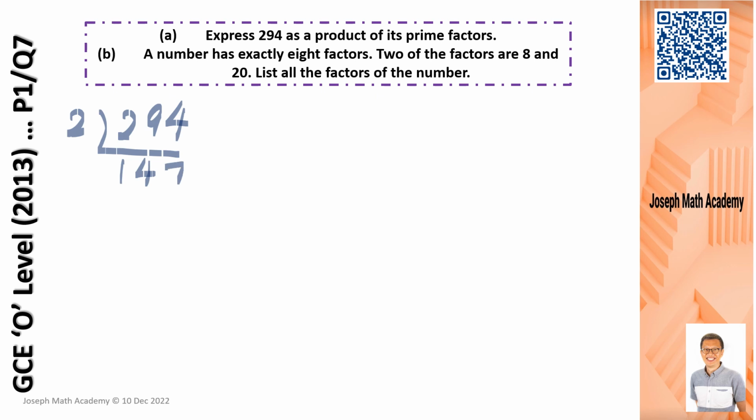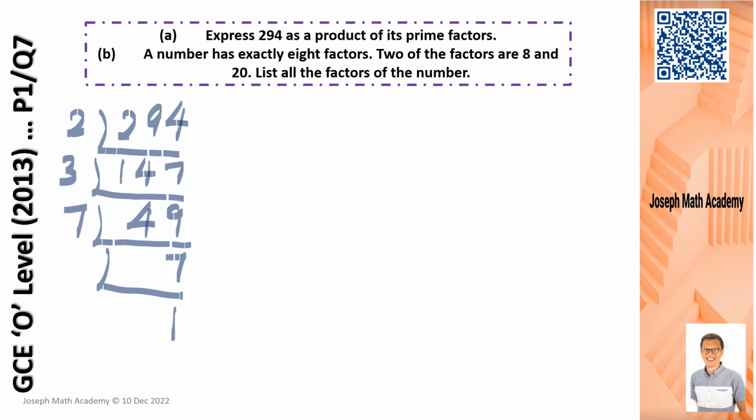147. Now 147 is an odd number, so 2 is not the prime number that we should use as a divisor. So we are going to move on to the next higher prime number, which is 3. Now 147 can be divided by 3. It gives us 49. Now 49 can only be divided by the next prime number, which is 7. So 49 divided by 7 gives us 7. And we can't end here because our repeated division must end with a 1. So this is a 7. Alright, so part A is done.